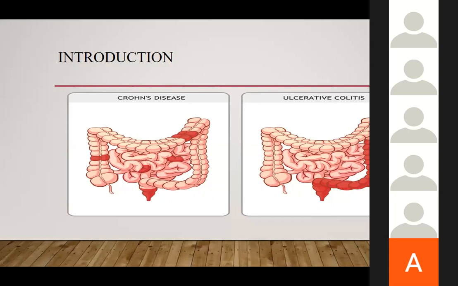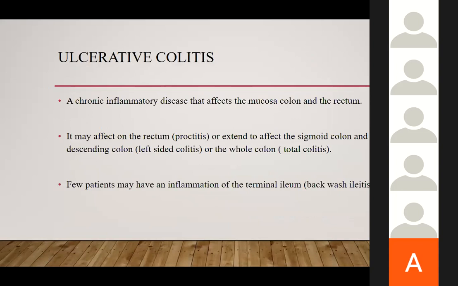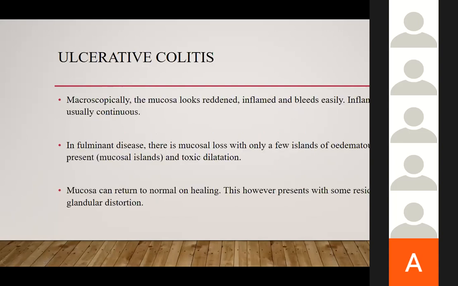But the classic presentation, as the name suggests, is a colitis, so it is restricted to the colon only. Okay. So basically, if it affects the rectum, we call it proctitis. If it extends and affects the sigmoid colon, then it becomes a left-sided colitis. If the inflammation goes all the way from the rectum to the transverse colon, eventually the ascending colon, then we call it total colitis. It means every part of the colon has become affected.